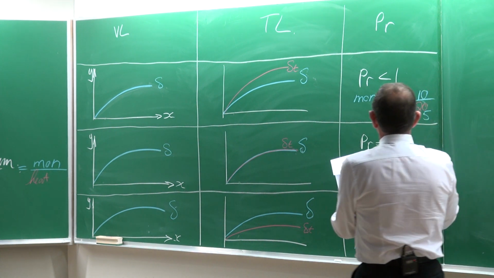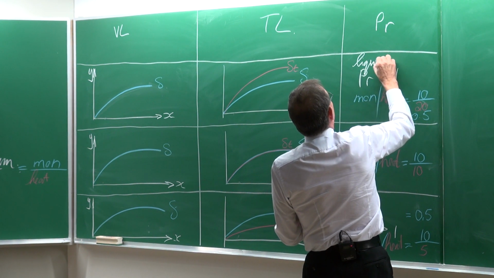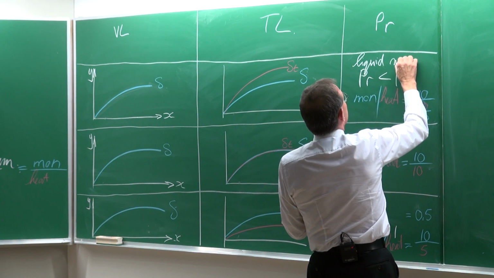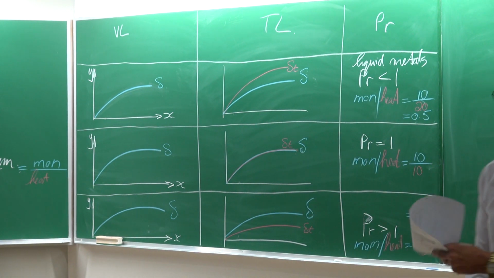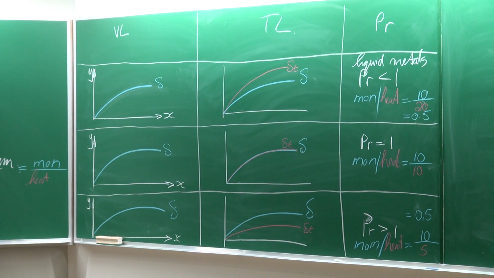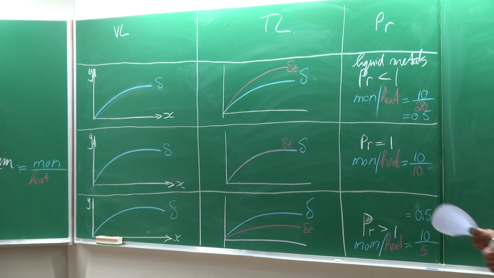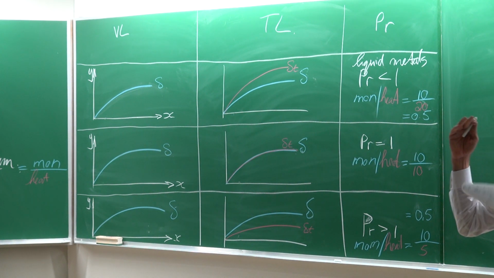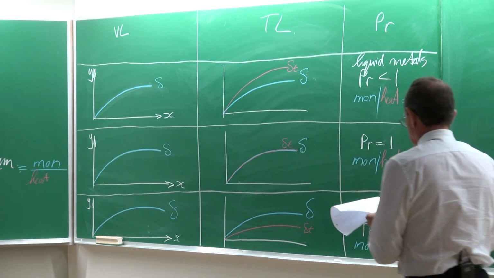Now typically Prandtl numbers smaller than 1 would be liquid metals, something like mercury or sodium, and those are typically used in nuclear reactors where you want to get rid of heat very quickly. Prandtl number equal to 1 is actually most of the gases. Air, depending on the pressure and temperature, has a Prandtl number of approximately 1.